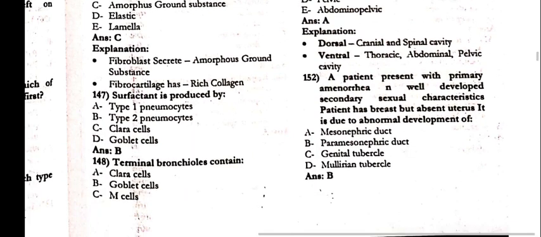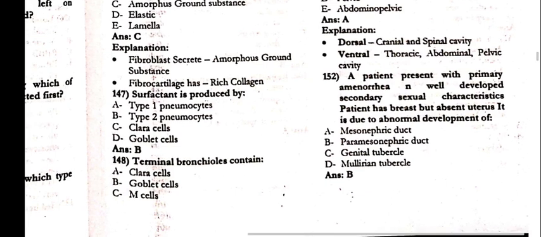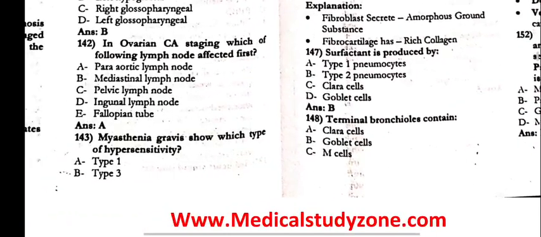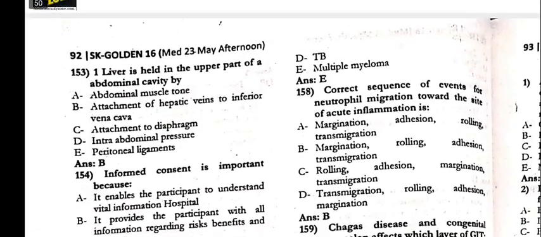Next, 152, the patient presented with primary amenorrhea and well-developed secondary sexual characteristics. The patient has breasts but an absent uterus. This is basically paramesonephric duct abnormal development. Next, 153, the liver is held in the upper part of the abdominal cavity by the attachment of the hepatic veins to the inferior vena cava.